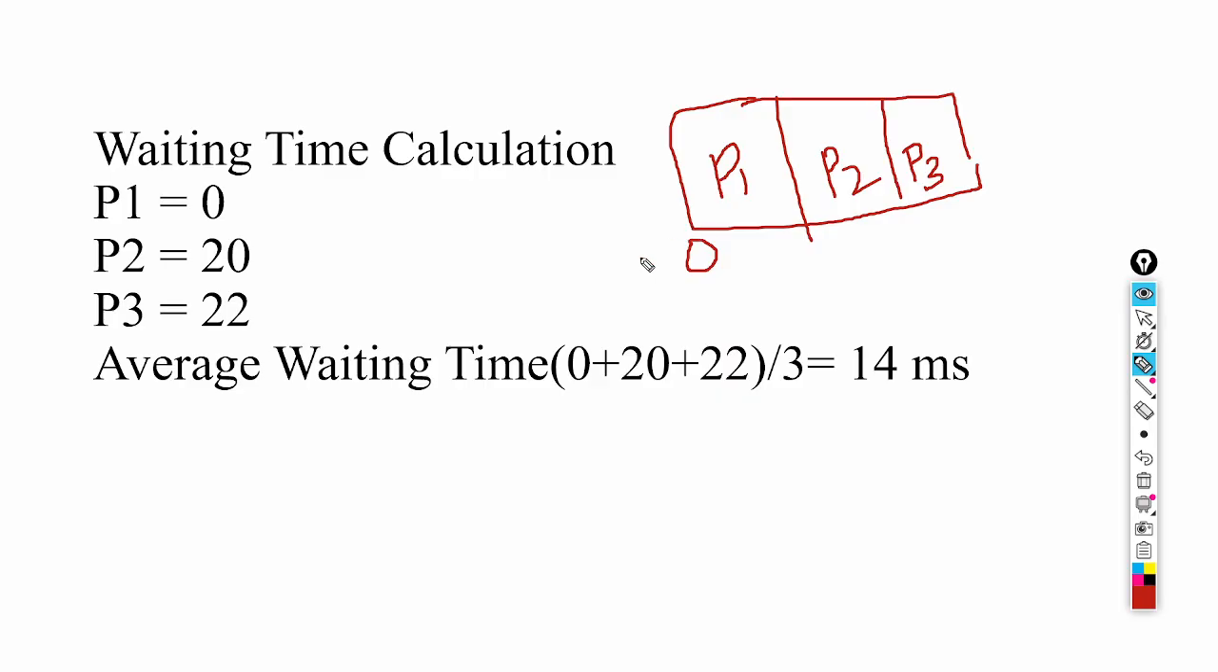Then what is the waiting time for P2? P2 goes to the CPU only after we finish P1. Until then, P2 is in the waiting state. P2 waits until P1 finishes, so the waiting time for P2 is 20. P3 waits for both P1 and P2, so that is 22.